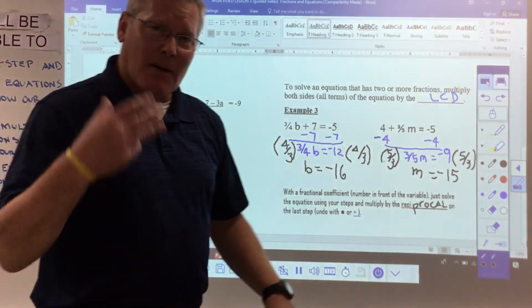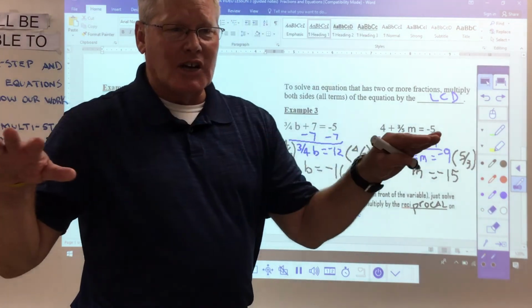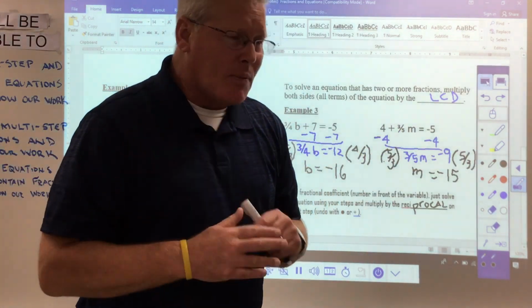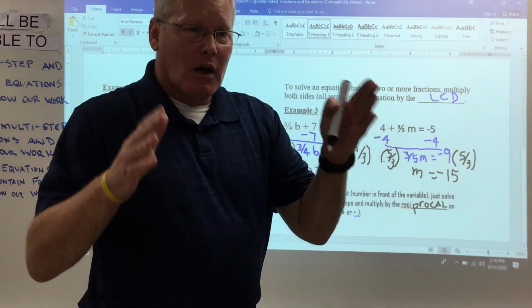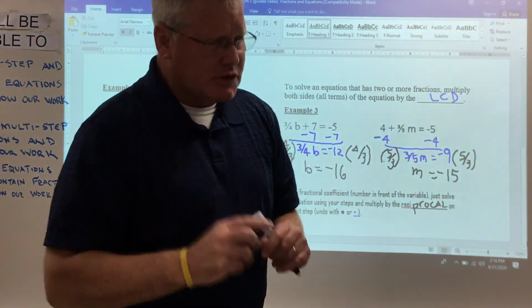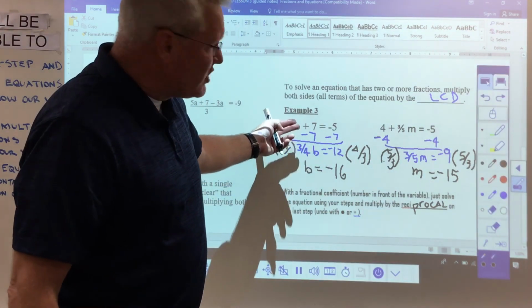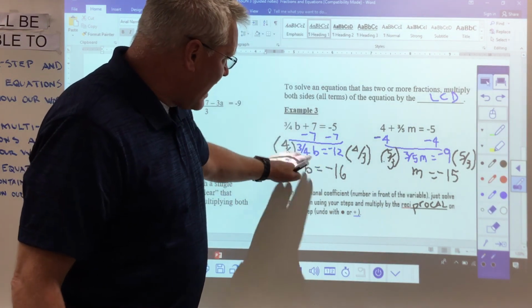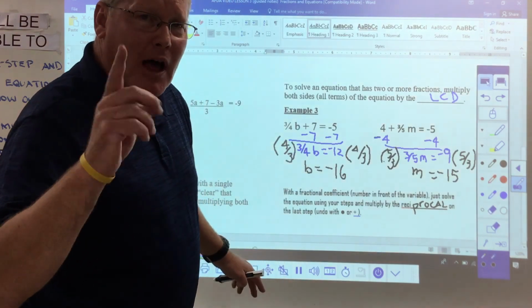Don't forget your check step, 3 things that you learn. Big fraction bar with 1 denominator, multiply that by that 1 denominator. Lots of fractions in your equation, multiply by the LCD. And if you have 1 fraction just in front of the variable, work it down to the very end and then multiply by its reciprocal.